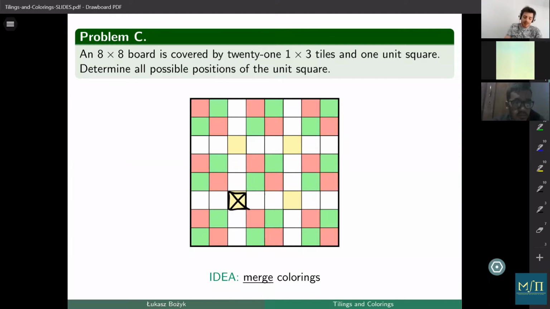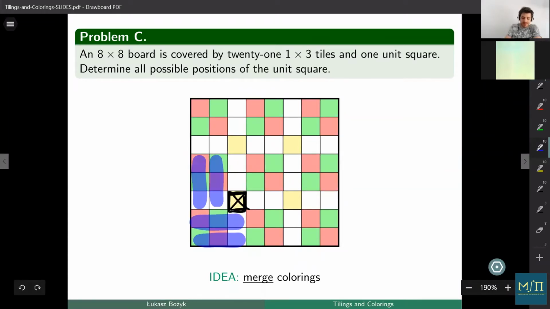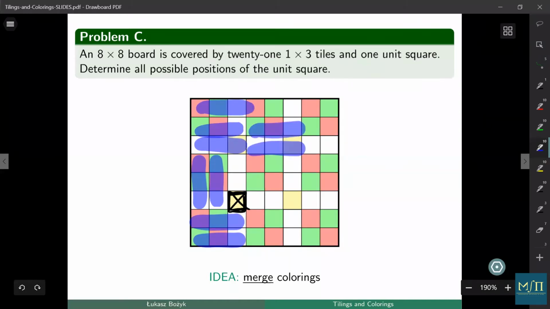Yeah, but now that we know which cell should be covered by a single piece, we can assemble, I hope, the 1x3 pieces properly.